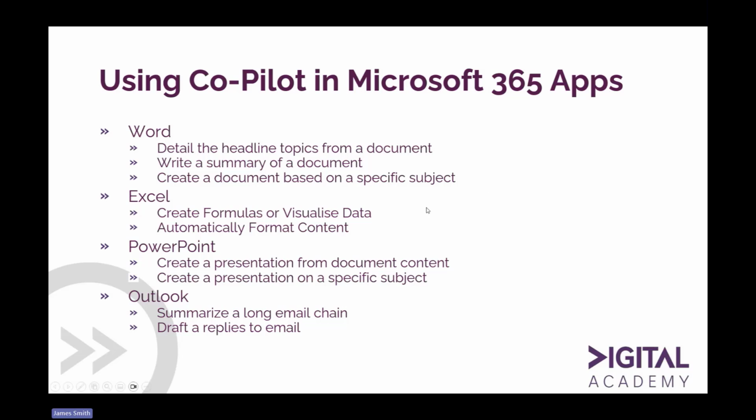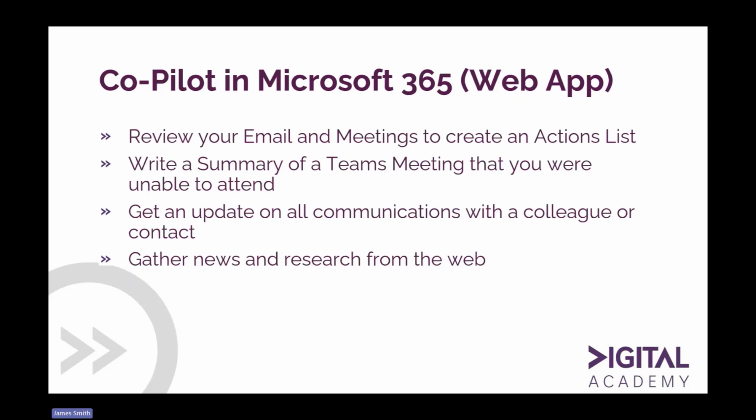So let's just move along to Copilot in 365 in the actual web app. So this you can also ask it, review your email and meetings, create you an actions list. As I say, Copilot is your digital assistant. So you can ask Copilot to go and review your email over the last week and pick out any highlight topics and tasks that you need to be dealing with. You might ask it to write a summary of a meeting that you couldn't attend.